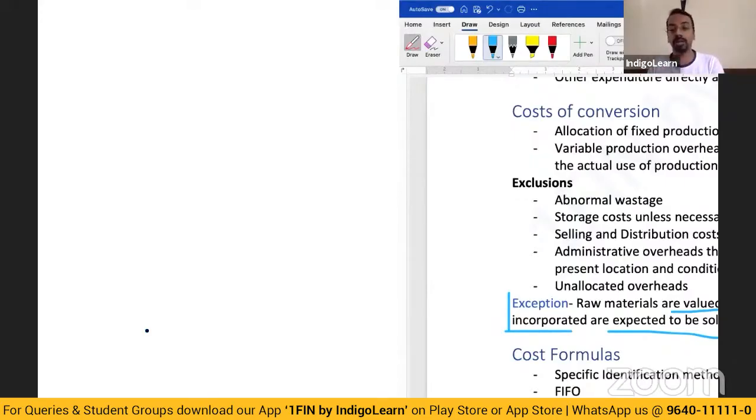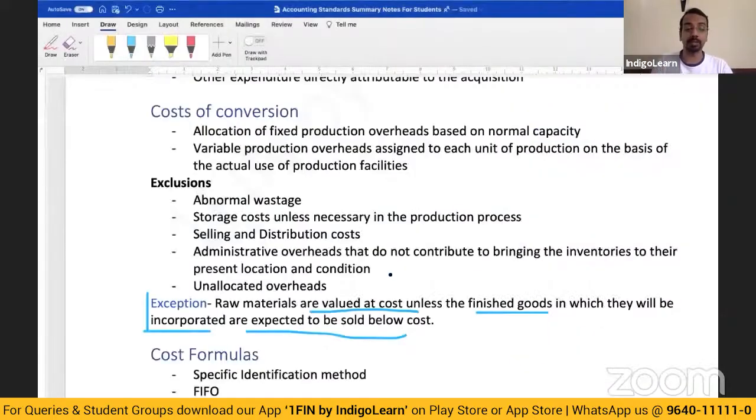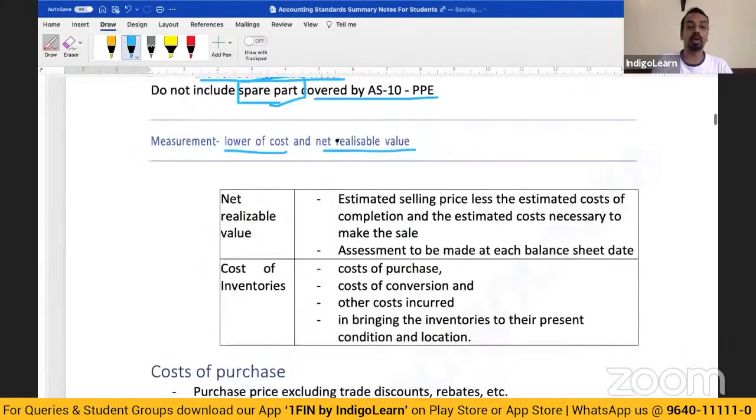Lower of cost or NRV is for finished goods only. For raw materials, the general principle is that they will be valued at cost unless the finished goods in which they will be incorporated are expected to be sold below cost. So if finished goods will be sold below their cost, then you will apply the principle of lower of cost or NRV. But generally you will take up this NRV in that case. And what represents that NRV for raw materials? Replacement cost. It represents replacement cost.